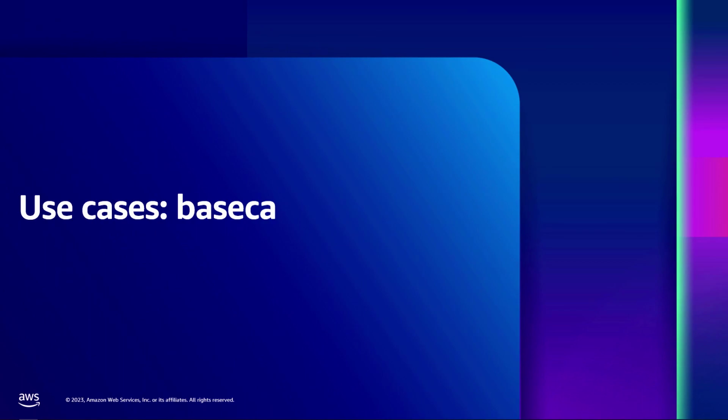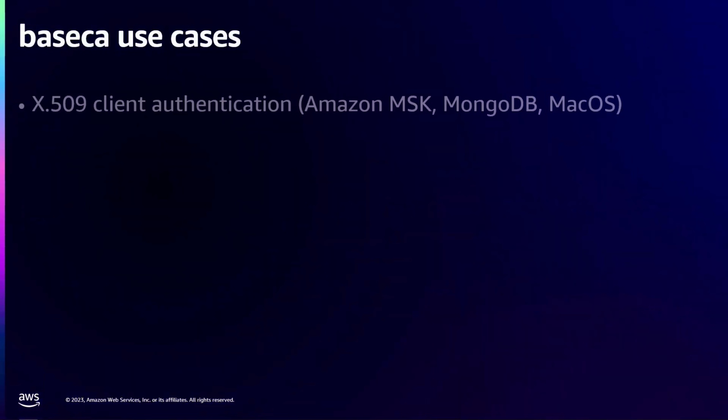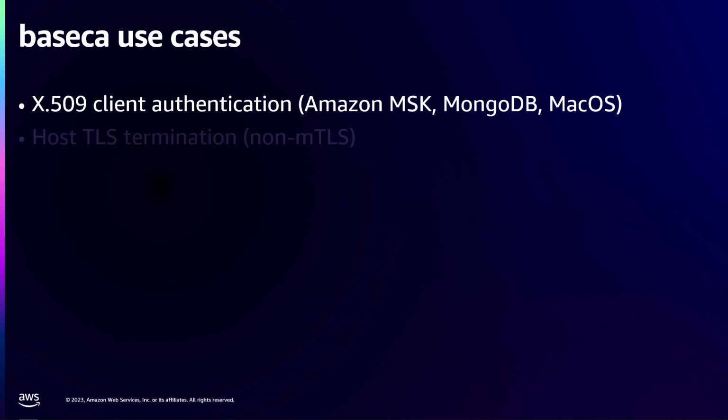Perfect. So we'll go over a few use cases of Base CA real quick. The biggest one really is X509 client authentication. So instead of having basic auth for things like Amazon MSK, which is their managed Kafka service, MongoDB, and even macOS, which is something we're looking at supporting in the future, we're going passwordless and being able to generate short-lived certificates, short-lived identities using X509 certificates to do authentication.